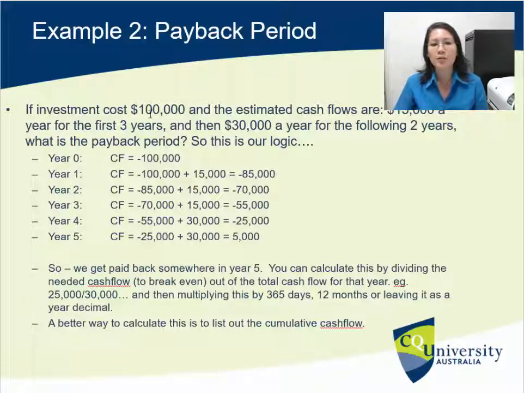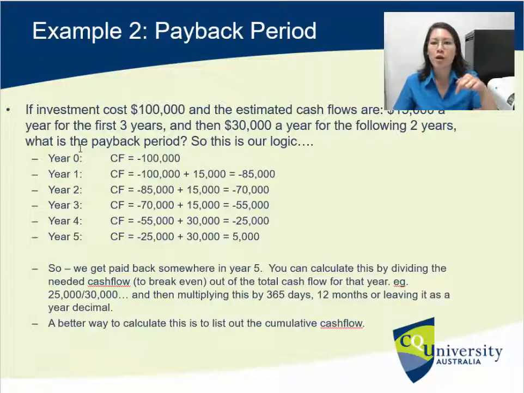So we're assuming that our investment cost us $100,000 and we've got estimated cash flows over the next few years of $15,000 for the next 3 years, so 15, 15, and 15, and then $30,000 a year for the last 2 years. What's our payback period? So this is our logic.